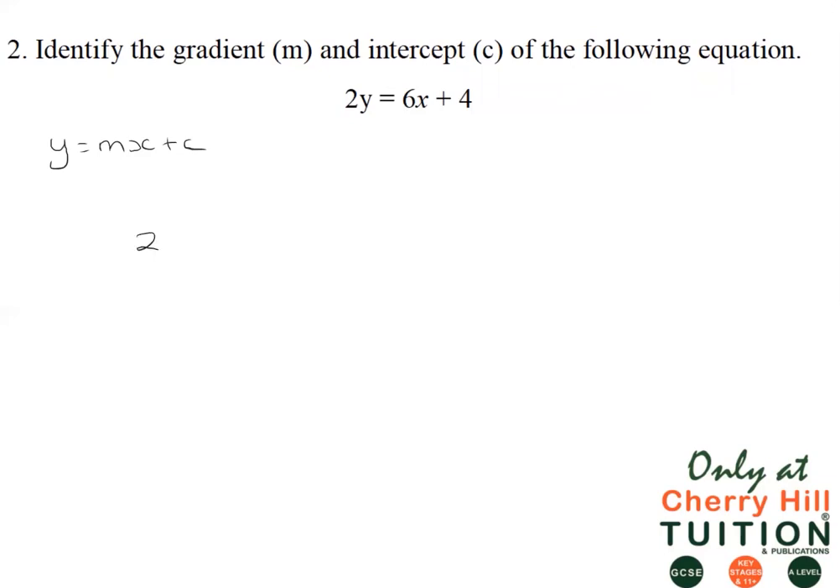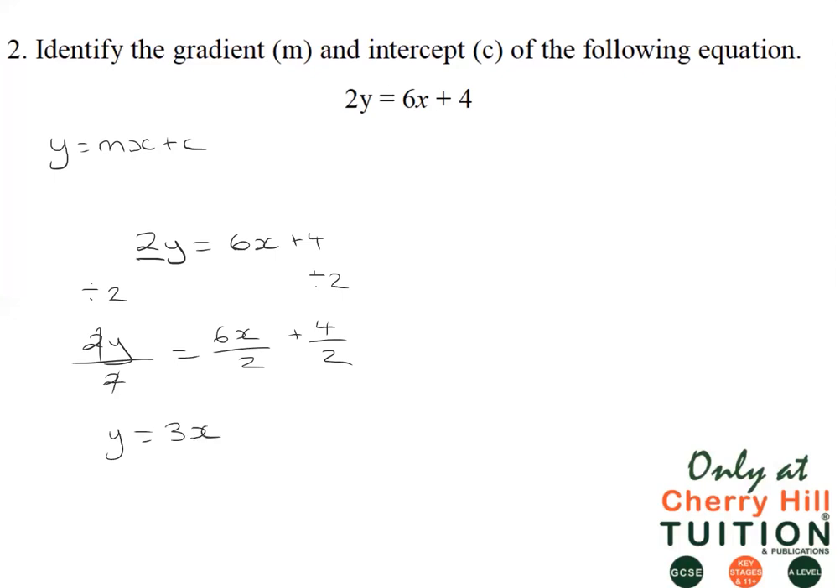Now we're starting off with 2y is equal to 6x plus 4. The only thing stopping the y from being on its own is this multiplied by 2. So we can divide both sides by 2 to eliminate this multiplied by 2, leaving us with 2y over 2 is equal to 6x over 2 plus 4 over 2. On the left-hand side, the 2's cancel out, leaving us with y. And on the right-hand side, we have 6x over 2, which is 3x. And then we have 4 divided by 2, which is 2.